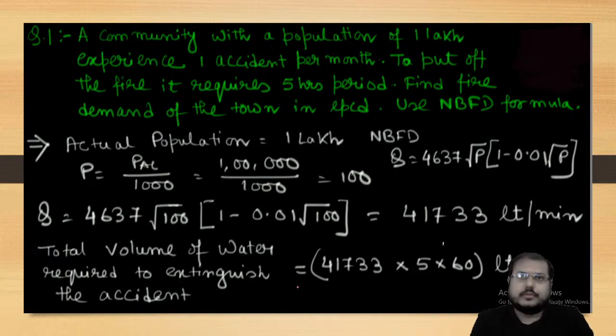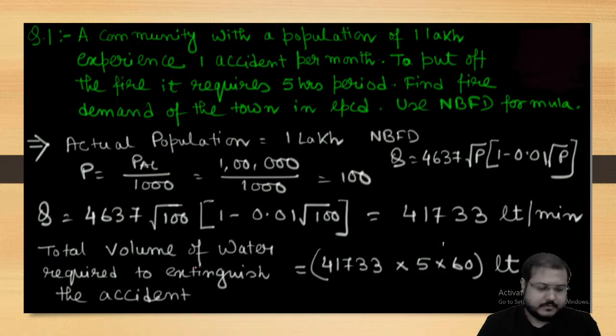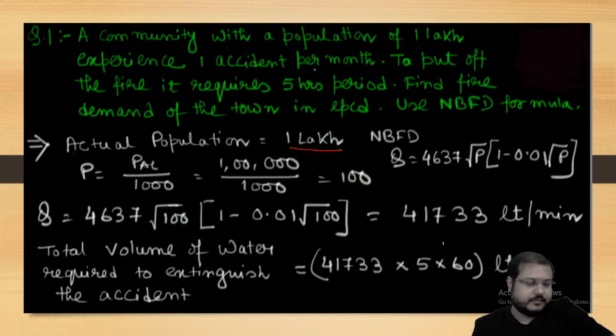So let's go for the solution of the question. Here the actual population is given as 1 lakh. A community with a population of 1 lakh experiences one accident per month. To put out the fire, it requires a 5 hour period. Find the fire demand of the town in LPCD. So for this formula, P will be how much? P actual by 1000 is equal to 1 lakh by 1000, which is equal to 100.